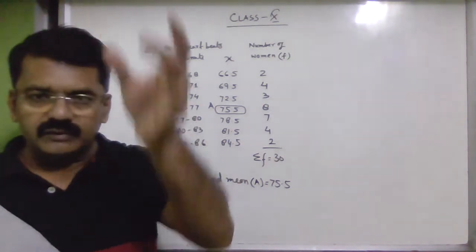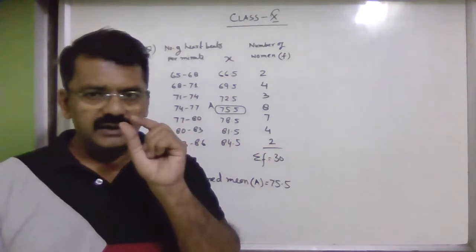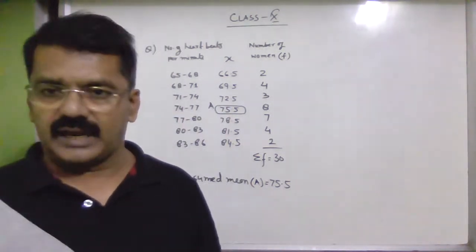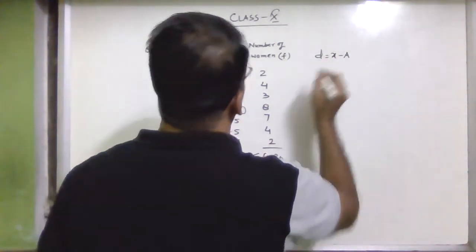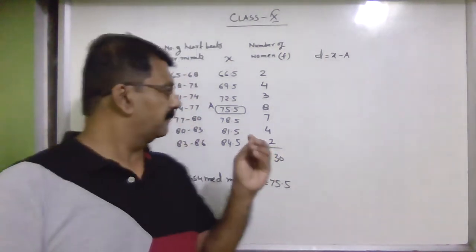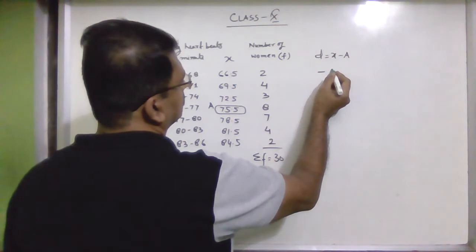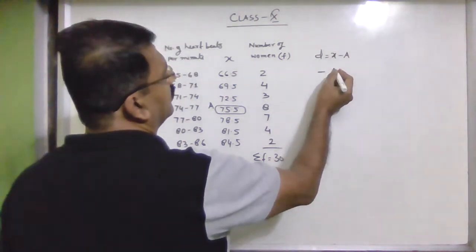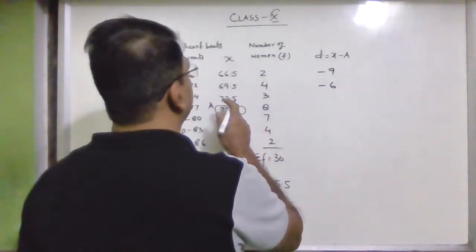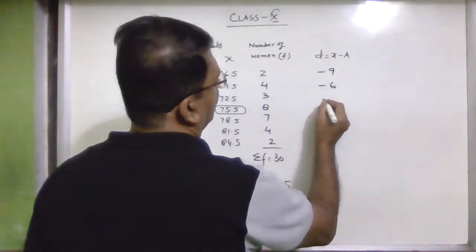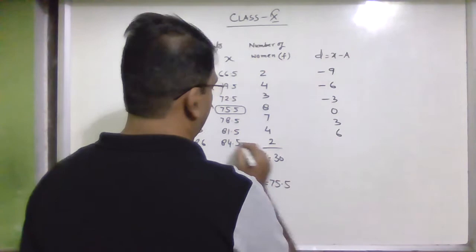I told you, out of the values of x, you can take any value as the assumed mean, but it is convenient to take the middle value as the assumed mean. That makes the calculations easy. Now, first of all, you make a table D, that is the deviation, which is equal to x minus a. From each value of x, you have to subtract the assumed mean. So 66.5 minus 75.5 will be minus 9. Clear? Then 69.5 minus 75.5 will be minus 6. Then 72.5 minus 75.5 will be minus 3. Then it is 0. Then 78.5 minus 75.5 will be 3. Then 6 and then 9.